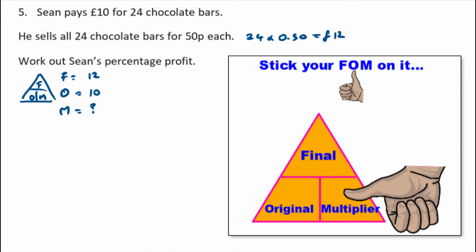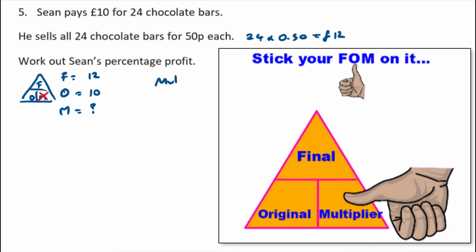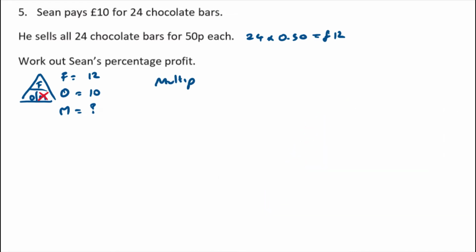Okay. So next thing we need to do is put our thumb on the one we want to find, which in this case is the M. It's the multiplier. So I'm going to cover that one up, and then the triangle is going to tell me what to do with the other two. So multiplier is going to be equal to the final divided by the original. Okay. So subbing that in then. Final is 12, original is 10, 12 divided by 10 is 1.2 or 1.20, which is 120%.